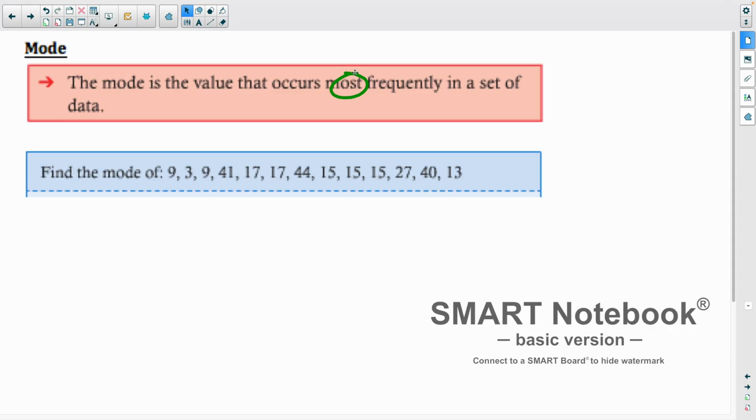We have this data set right here. Could you put this in a frequency table if you'd like? Yeah. Would it be super helpful? Not really, because there's a lot of different numbers and not many of them are repeated, are they? Okay? Where's my mode? 15 is my mode. It is the one that happens the most frequently. So my mode for this data set is 15.